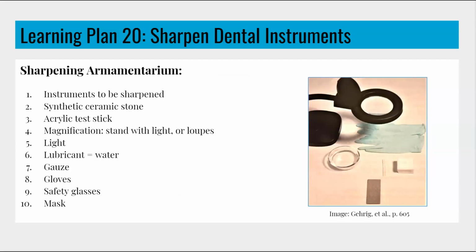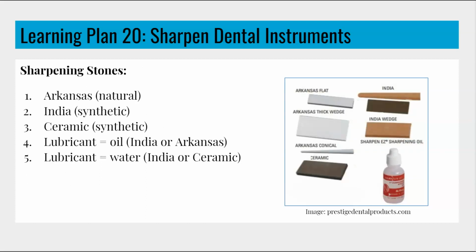Supplies you will need for sharpening include dull instruments, synthetic ceramic stone, acrylic test stick, magnification, illumination, lubricant, 2x2 gauze squares, gloves, safety glasses, and a mask. Sharpening stones can be natural or synthetic, and lubricants can be water or oil, or both, depending on the type of stone. There are a variety of shapes and sizes of stones.